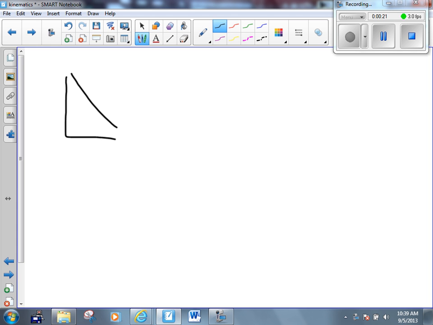Straight line, Bo. So what does that mean? Good. It's a constant velocity because it's a straight line. It's a negative velocity because the slope of it is negative. It's sloping downward, right? So it's a constant negative velocity. What about this one?